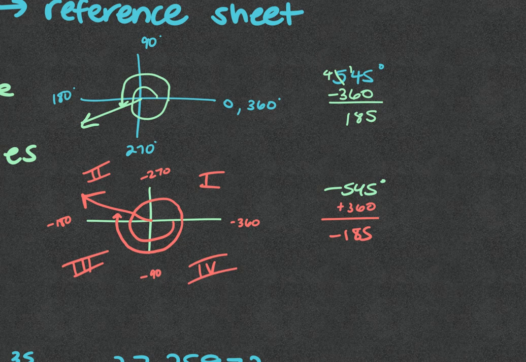Camilla. When it asks for drawing an angle and it gives you the answer, you have to do the smallest negative number and the... It's going to ask for a positive and a negative coterminal. Okay. Yep.